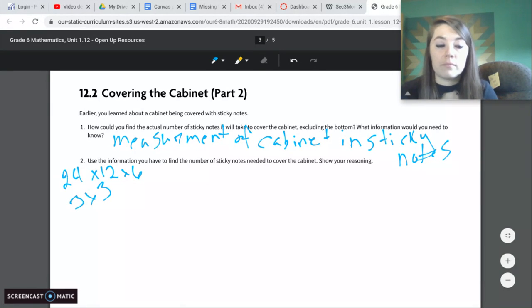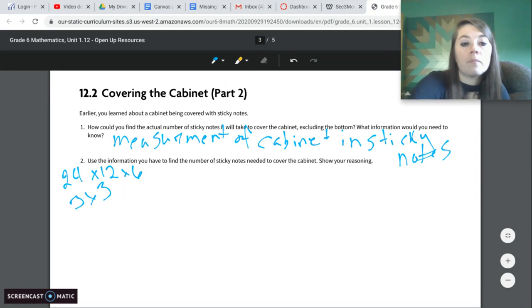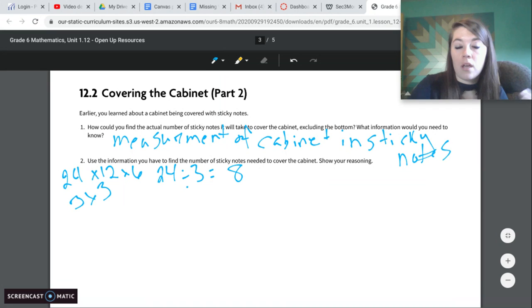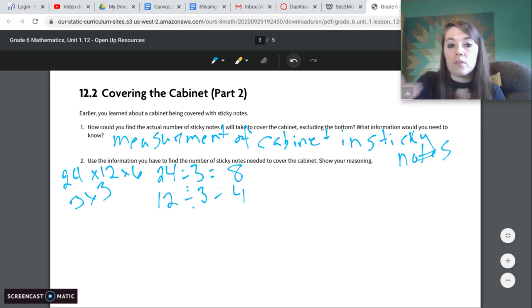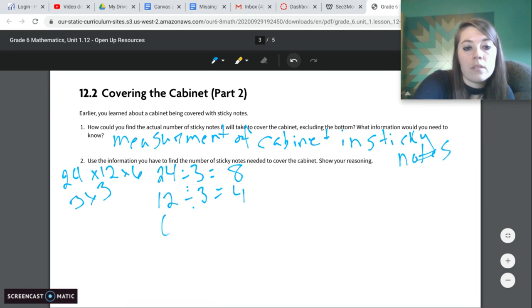So the sticky notes are 3 by 3. If we take the 24 and divide it by 3, that's going to give us 8. So it takes 8 sticky notes to cover the 24 dimension. For the 12 divided by 3 is 4. Oops. I wrote the answer in the problem. 1 sec. 12 divided by 3 equals 4. So it's going to take 4 sticky notes to cover it that way. And then the last one, 6 divided by 3, is going to give us 2.